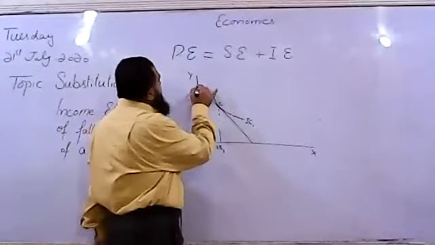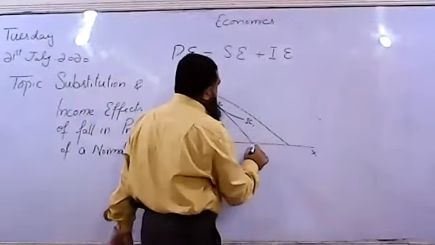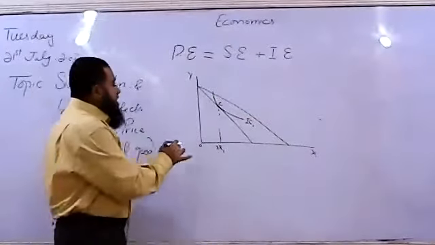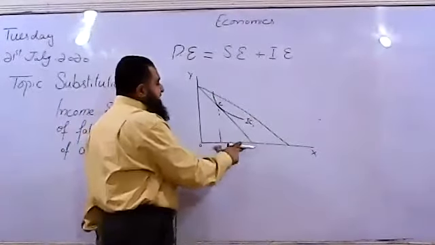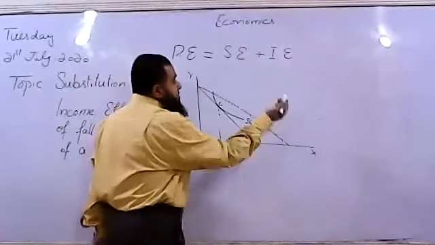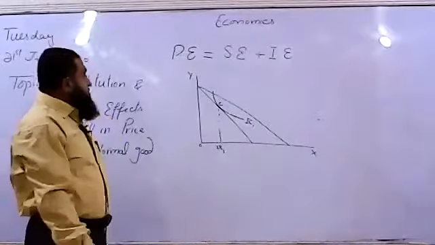His budget line will have a pivotal shift. Now, more of X can be afforded by the consumer if he spends all his income on commodity X. Previously, he was consuming 6 units over here. Now, he is able to buy 12 units at zero quantity of Y.